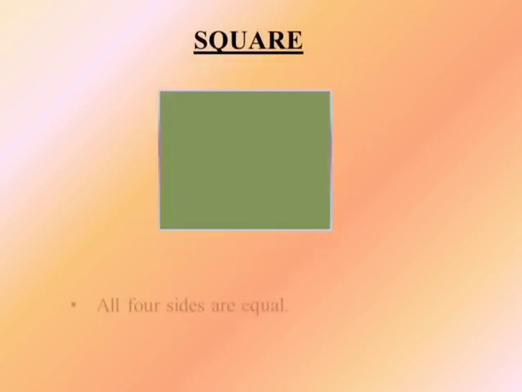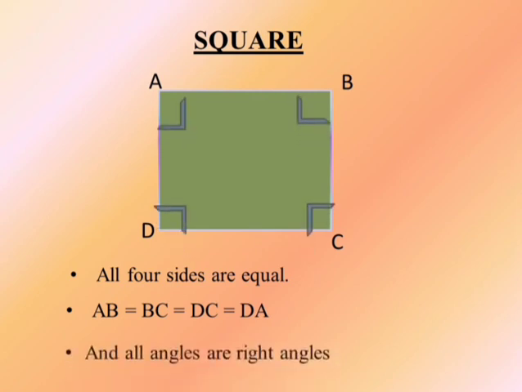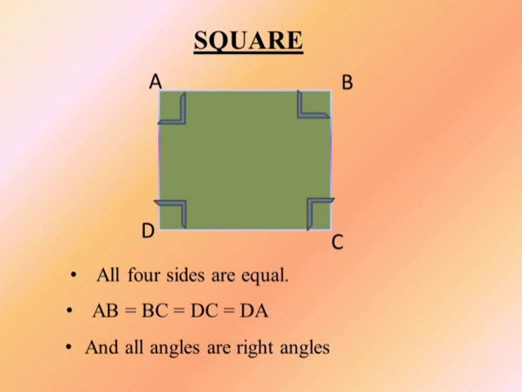Now we have a square. It is a quadrilateral where all four sides are equal. That is, AB is equal to BC is equal to DC is equal to DA. And all the angles are right angles. It is also a parallelogram because both pairs of opposite sides are parallel to each other.